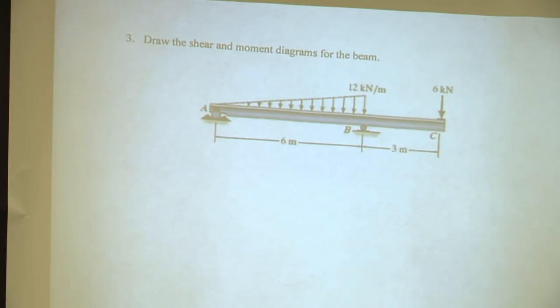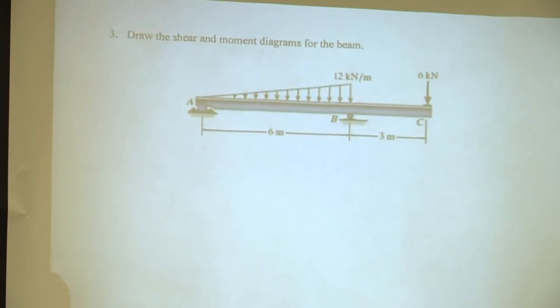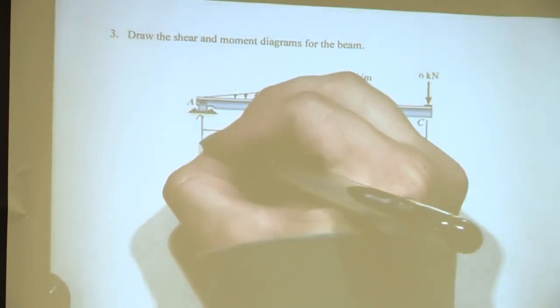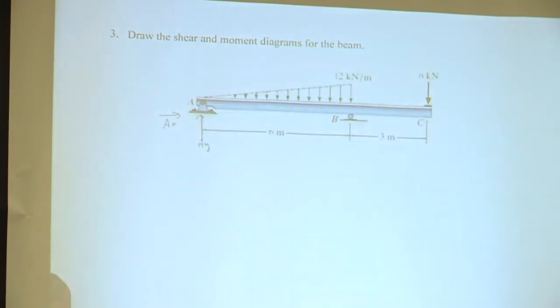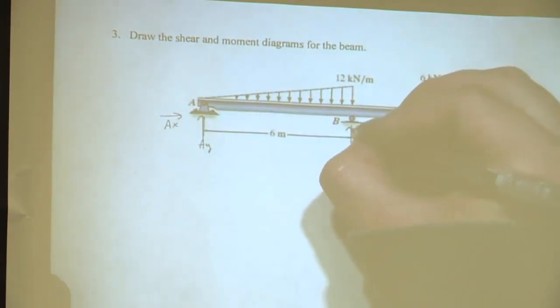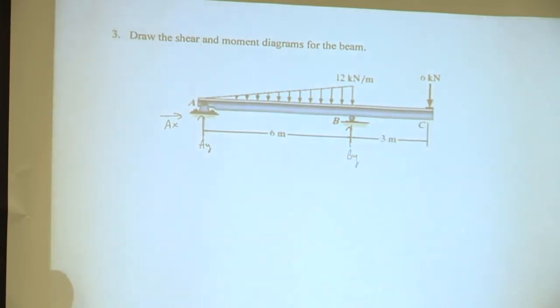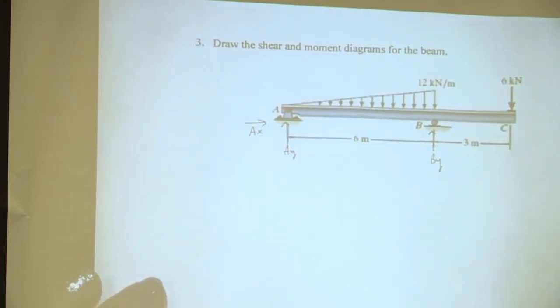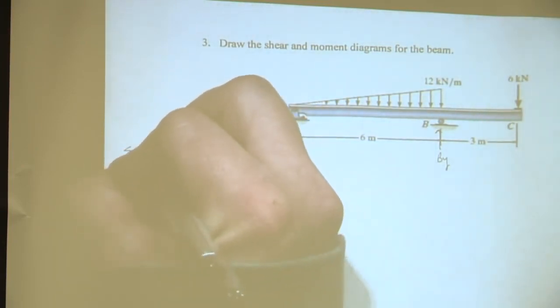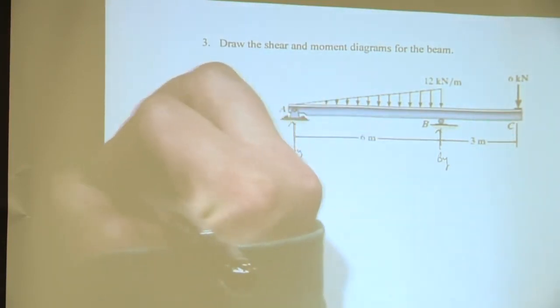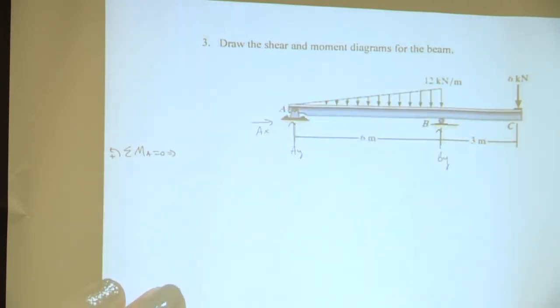So find the support reactions, and how many are at A? 2. Awesome. AX and AY. And then what about B? Awesome. So 1 in the Y direction. Okay, so how do we solve for them? Take the moment at A. Awesome. So take the moment at A, and we can have our positive orientation to be counterclockwise.